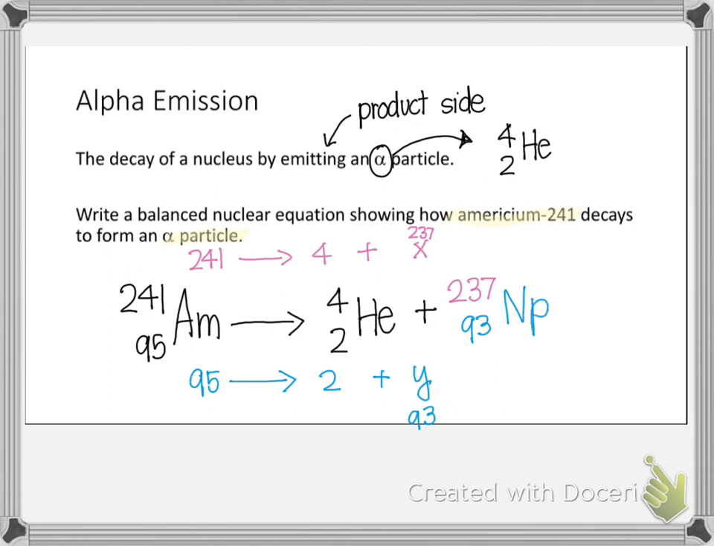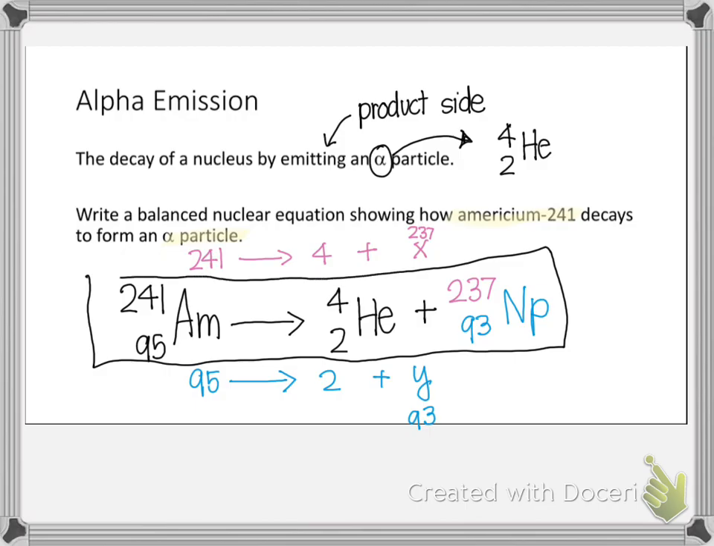And so the answer, even though I have different colors, this right here is the balanced nuclear equation for how americium-241 decays to form an alpha particle, and we figured out neptunium-237.